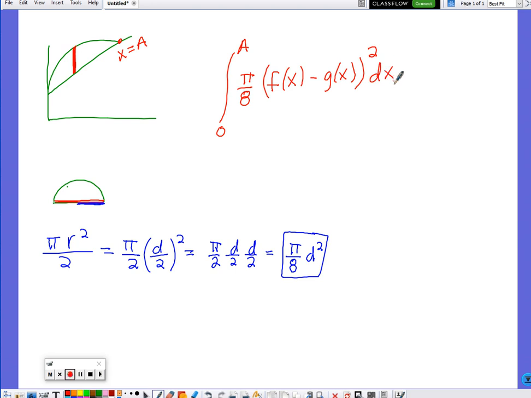Please. So is the d squared just the f of x minus g of x diameter? Yeah, it's just the same. Good question. It's just the same concept over and over again. I need to find how long this vertical line is. So I take the y at the top, subtract the y at the bottom, and then plug it in your calculator.